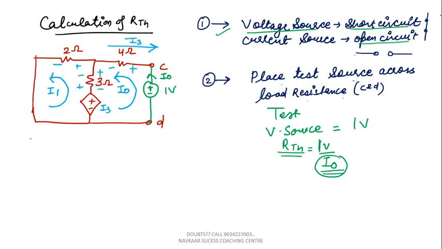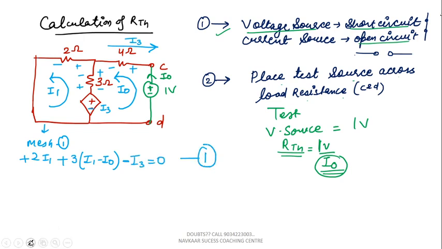Now let's make the KVL equation. First I make the equation from mesh 1. From mesh 1, what will be the equation? If we take the sign, it would be plus 2 I1, then plus 3 times the current flowing, I1 minus I0, then minus, right? Positive to negative means the sign is negative, and the value of the voltage source they have given is again I3, that is equal to 0. So we get equation number 1.